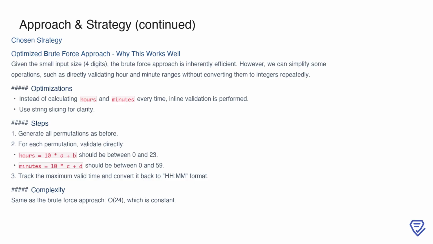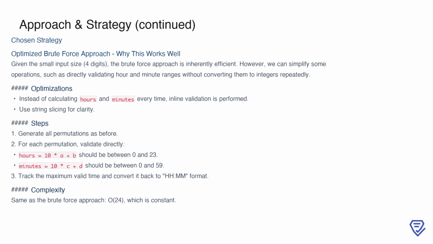One key optimization is performing inline validation for hours and minutes directly, eliminating redundant calculations. For example, we directly check whether 10*A plus B falls between 0 and 23 for hours, and whether 10*C plus D falls between 0 and 59 for minutes. Additionally, using string slicing improves clarity and readability in the code.